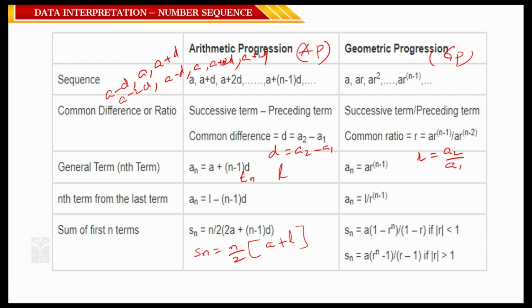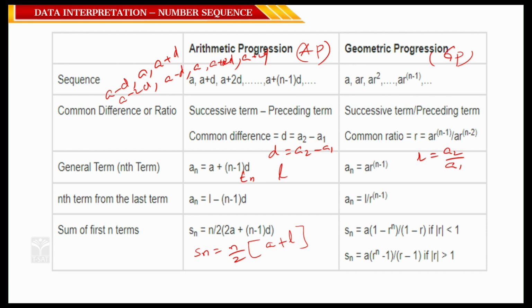When you substitute the L value, then you will get the first formula. Understand? In a similar manner, the sum of n terms of an arithmetic progression is Sn is equal to n by 2 of 2a plus n minus 1 into d.